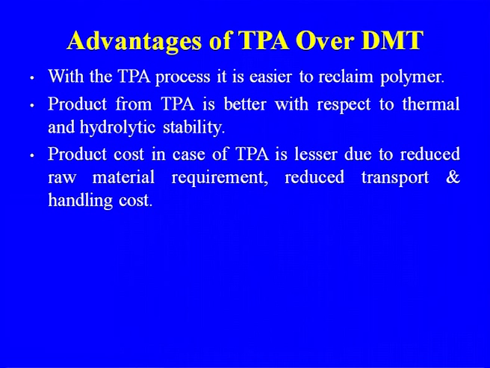Another advantage with the TPA process is that it is easier to reclaim the polymer. The product from the TPA is better with respect to thermal and hydrolytic stability. Product cost in the case of TPA is lower due to reduced raw material requirement and reduced transport and handling cost, because the bulk density is less. At the same time, the raw material requirement in the case of terephthalic acid is less than 15% less than DMT.